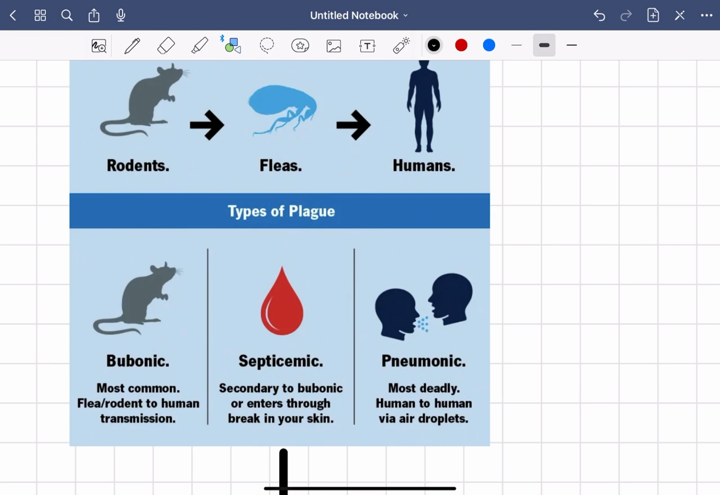On the other hand, septicemic is secondary to bubonic or enters through a break in your skin. So this can be through blood to blood contact or bodily fluids. Moving on to pneumonic, which is the most deadly, this can be spread through aerosols, such as coughing or sneezing, which is then inhaled through the lungs, and that's where it infects you. As a result of it infecting your lungs, it can start to deteriorate your lung tissue and cells, leading to you coughing up a bunch of blood and then dying.